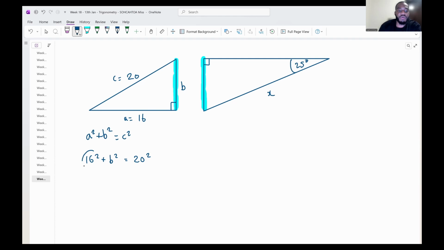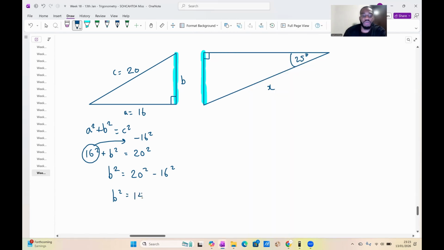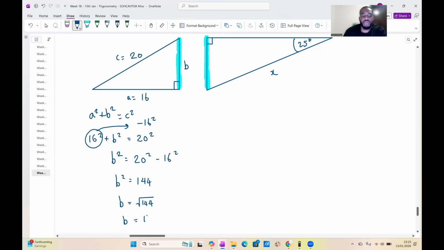So if I move this 16 squared over, take away 16 squared, it's going to be b squared is equal to 20 squared minus 16 squared. That's going to be 144. That means that b is going to be, remember, to get rid of that square, we do the square root, aren't we? So it's going to be the square root of 144. So therefore, b is going to equal 12.